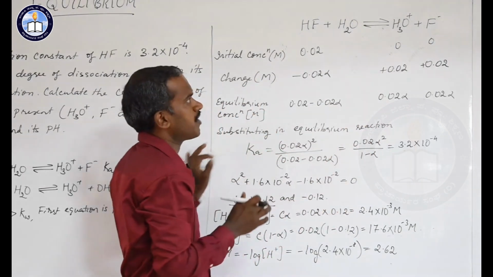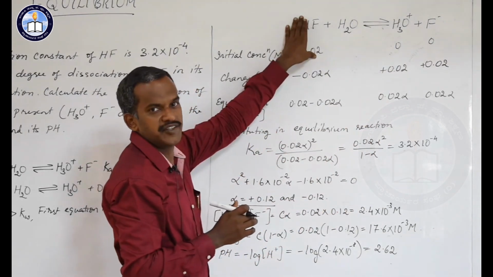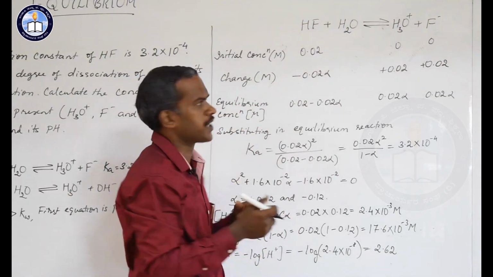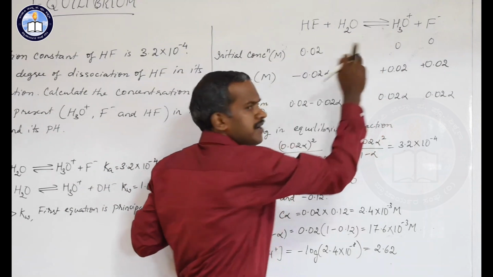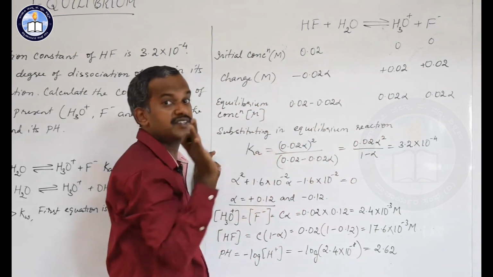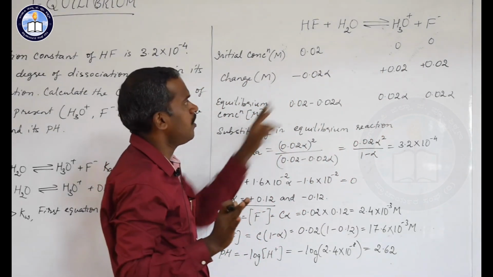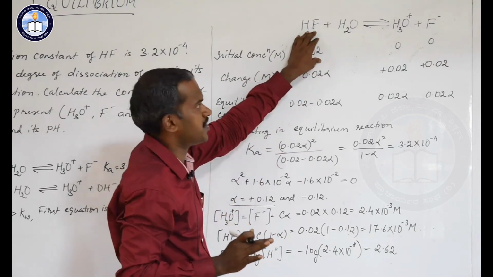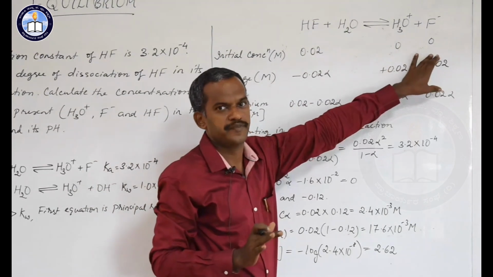Why do we write 0? Because we take only the reactants in the beginning. We are not taking a product. Product is to be formed during the reaction. So we write 0 here because product formation has not happened. It is at time 0. When t is equal to 0, the reaction has not started, so we consider it as the initial concentration. Products are not formed.